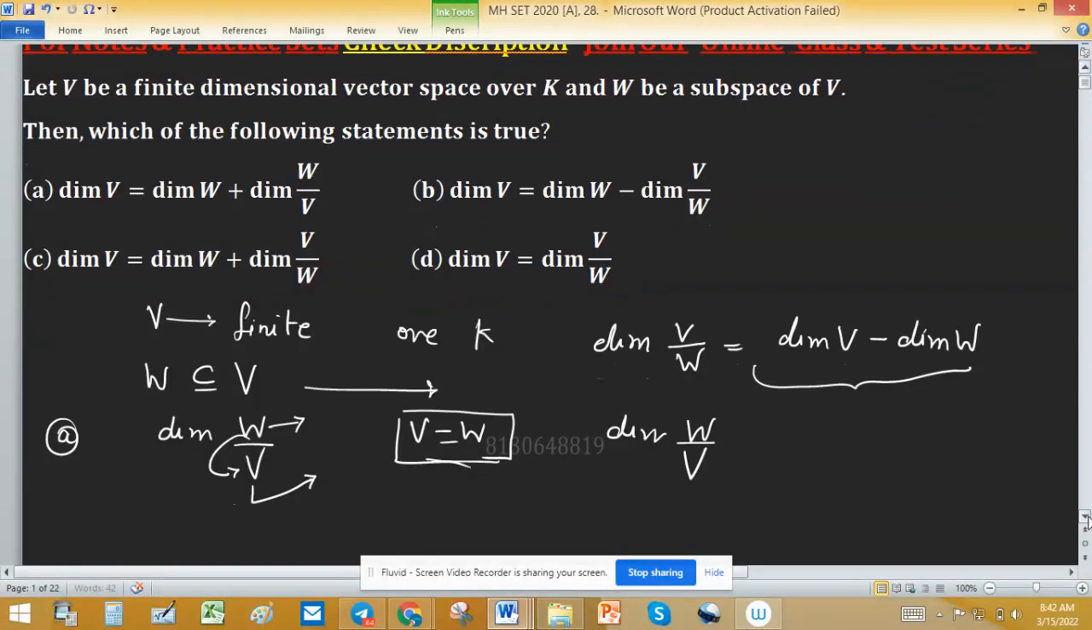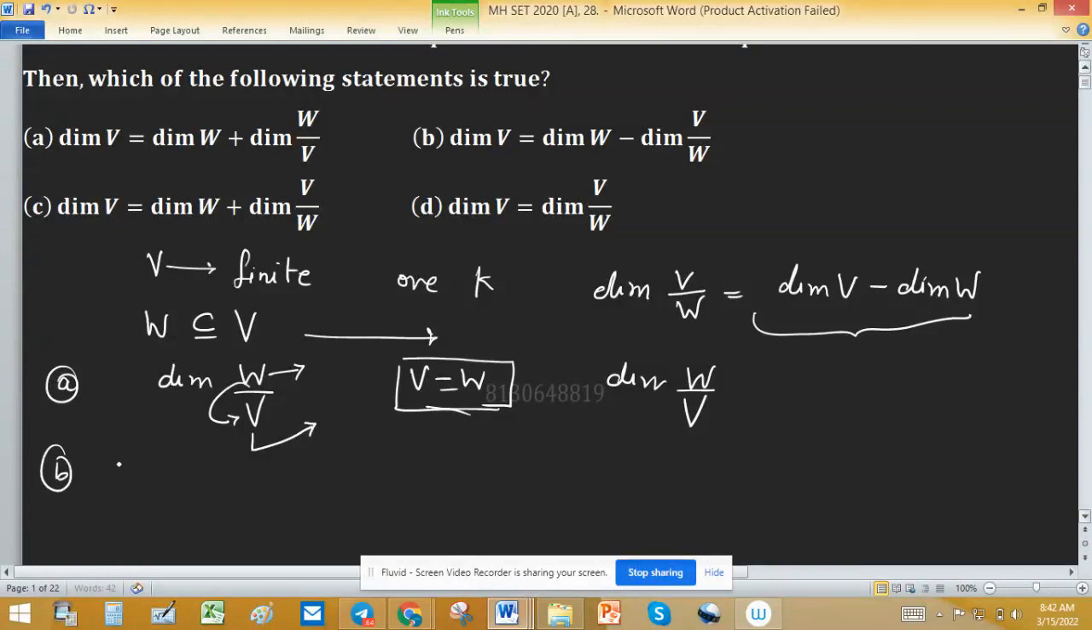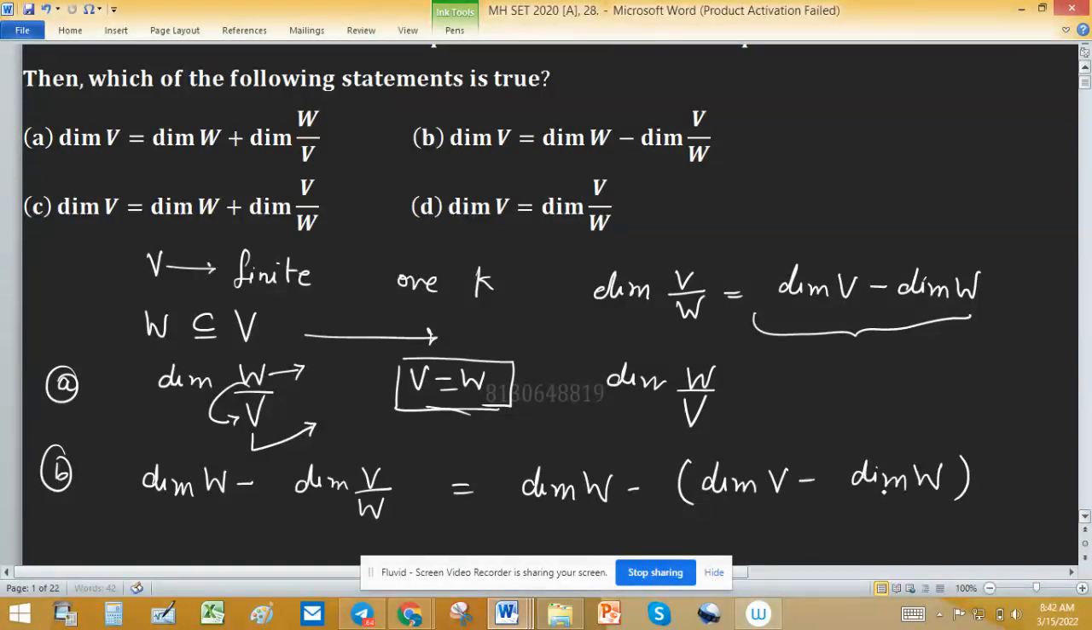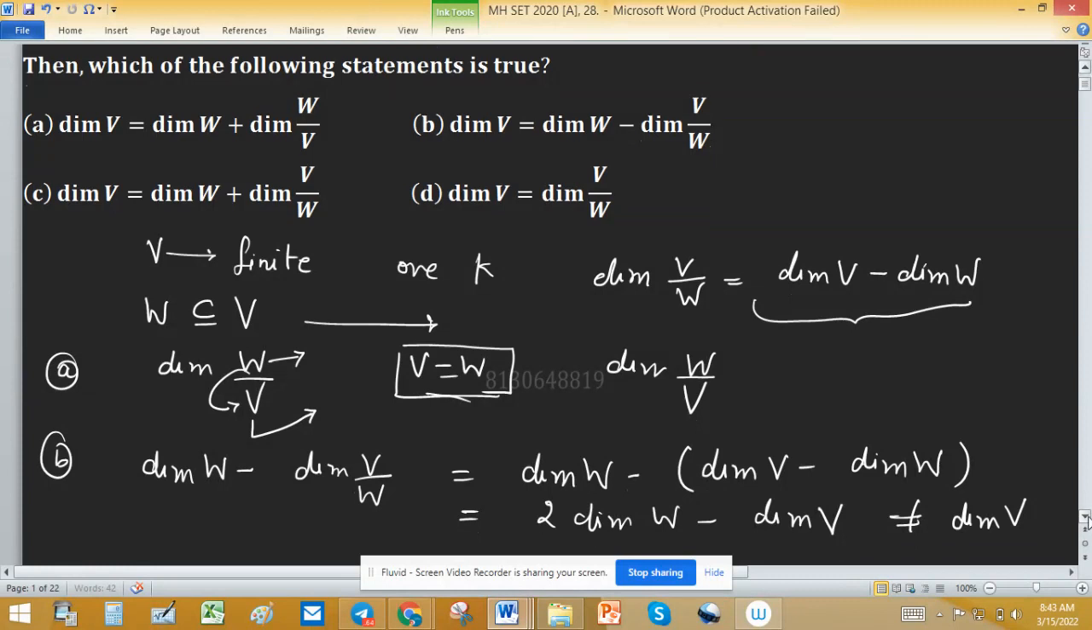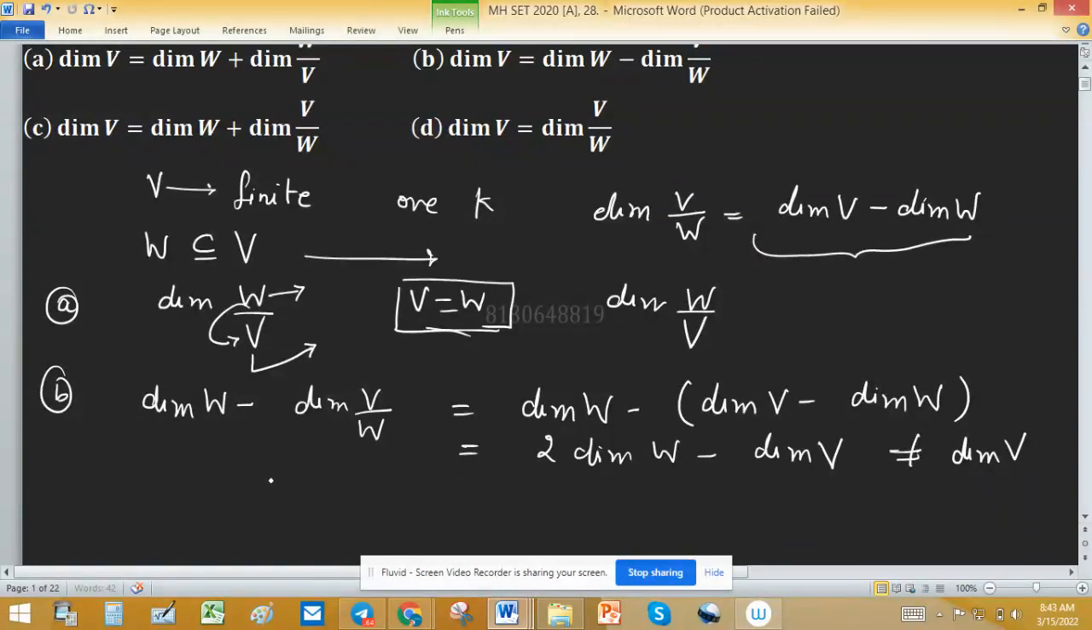Now come to option B. Dimension of W minus dimension of V over W will equal dimension of W minus dimension of V minus dimension of W. This equals 2 times dimension of W minus dimension of V, which is not equal to dimension of V. So option B is discarded here, and if you assign values, suppose dimension of V equals 3 and dimension of W equals 2, these two values will not satisfy this equation.